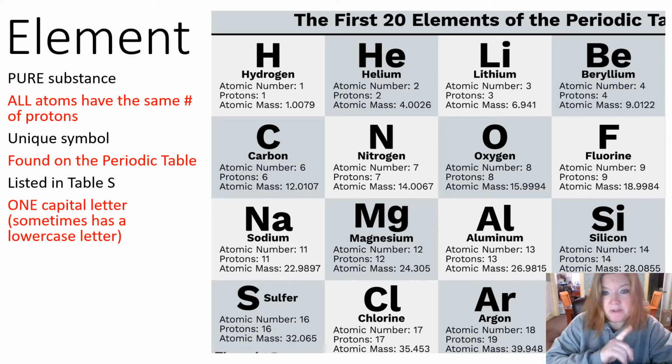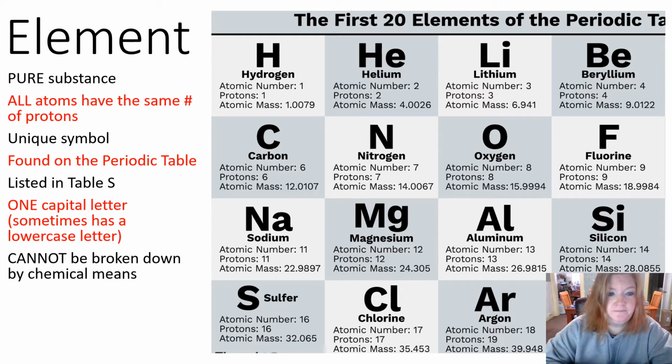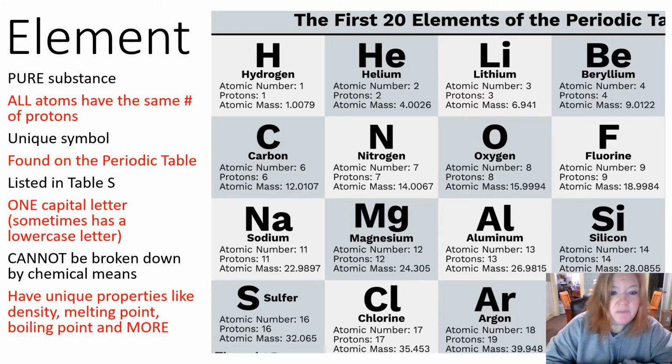It has 1 capital letter, remember, sometimes has a lowercase letter. So you can see carbon, nitrogen, oxygen, hydrogen, sulfur. They do not have a lowercase letter, nor does fluorine. The remaining elements that you see here do. So anytime you see a capital letter, it indicates that's a new element, okay? Elements cannot be broken down by chemical means. And they have unique properties like their density, their melting point, their boiling point. A lot of those values can be found in table S.